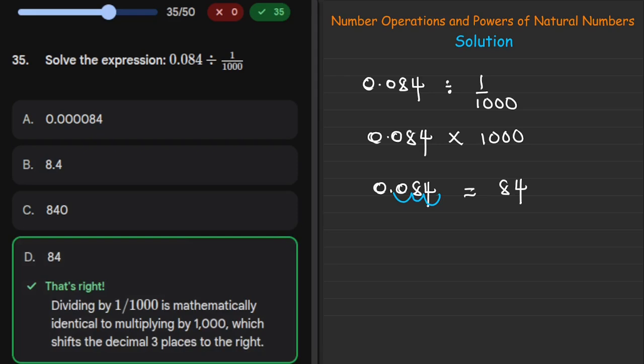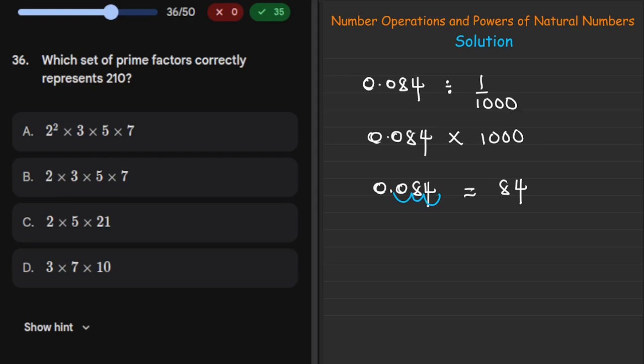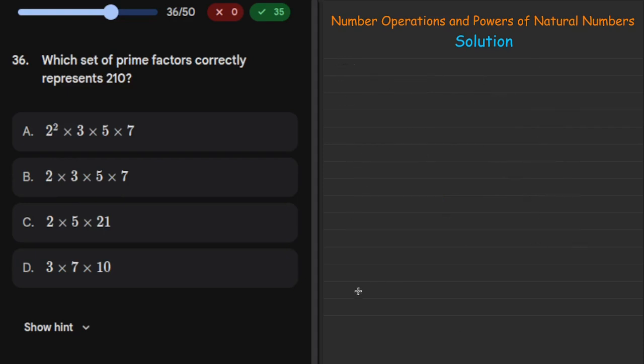Okay. So we look at question number 36. We are actually going fast because all these things have been done already, but it's just an increased difficulty now. Which set of prime factors correctly represents 210?